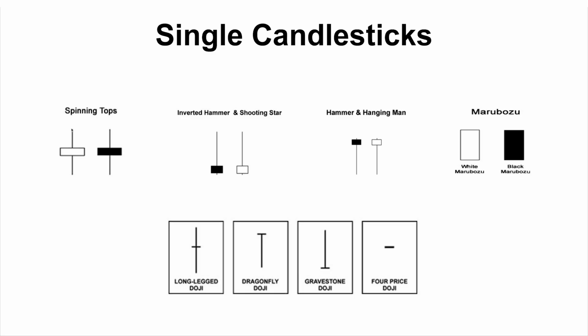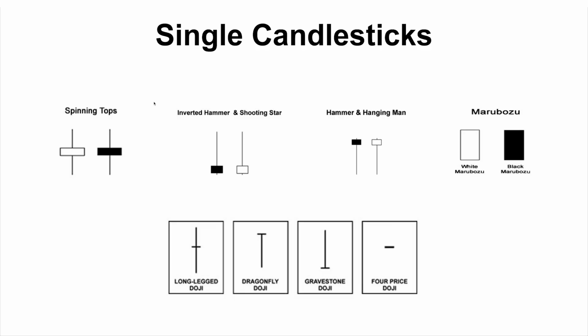We have a wick to the upside, we have a wick to the downside, we have an open, and we have a close. But the area between the open and the close is fairly narrow. This is telling us that there's no dominant party, the buyer or the seller are battling.